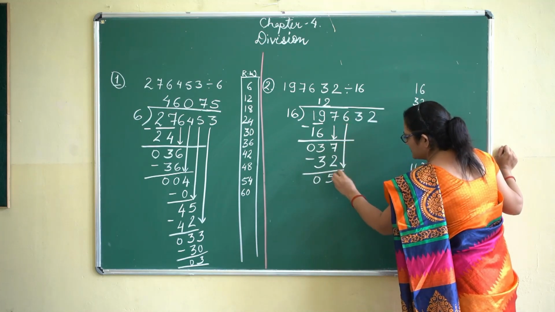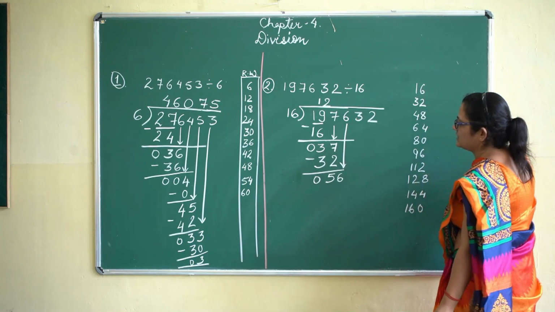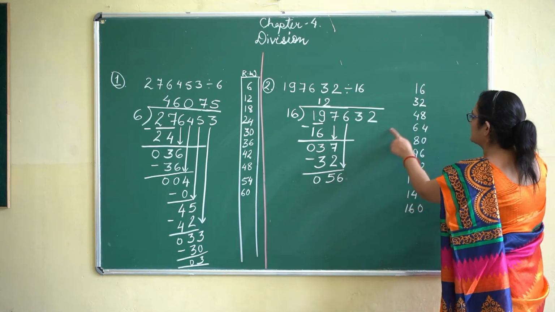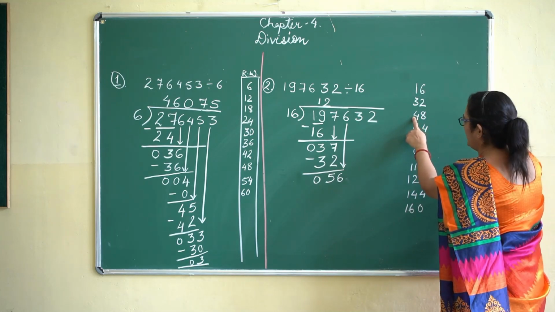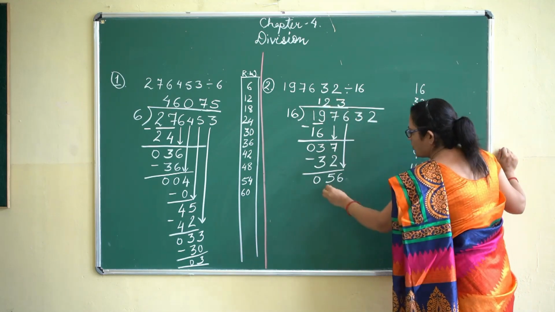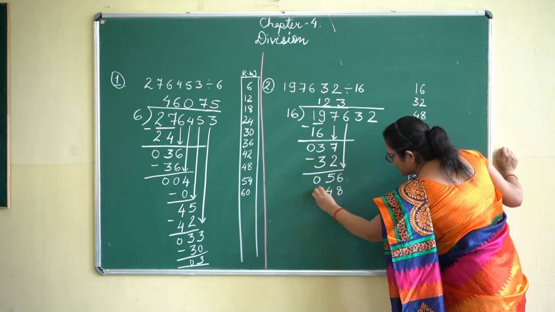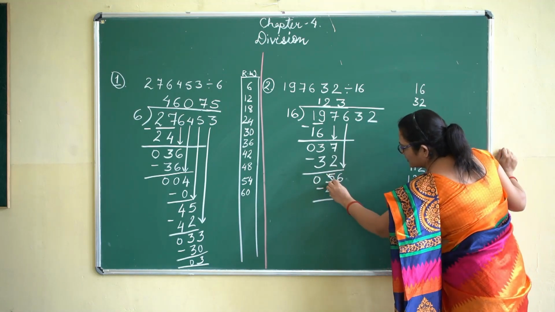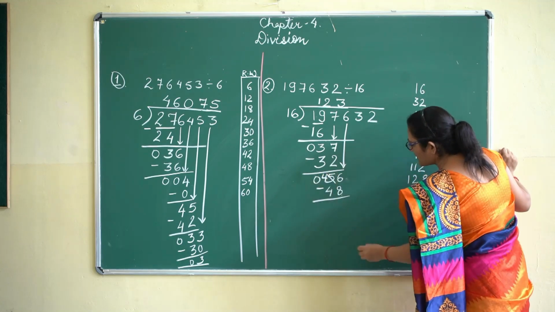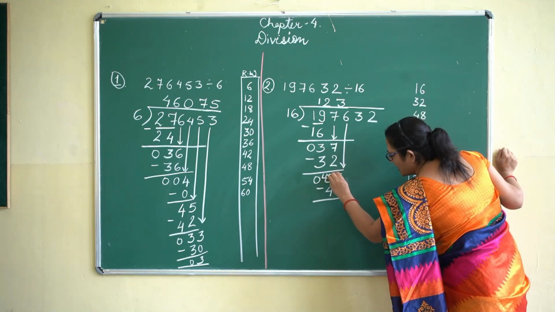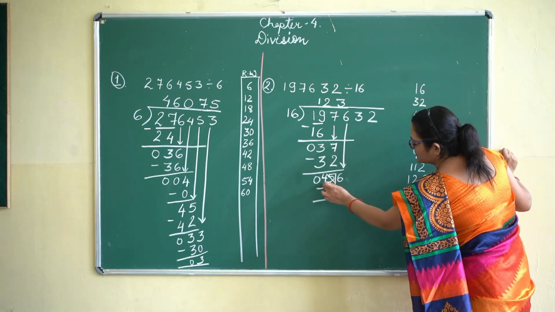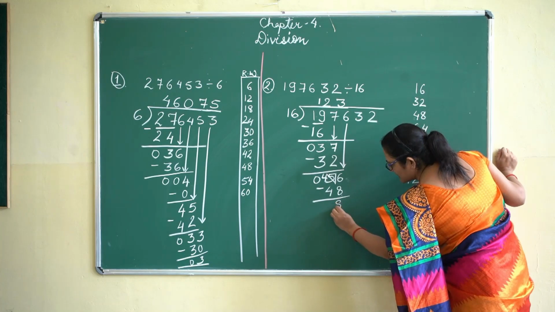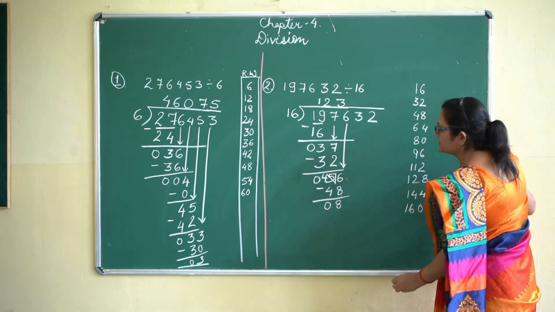We will bring the next number down. Again we will see, does 56 come in the table of 16? No, smaller than 56 is what? 48. So 16 threes are 48. Subtract. 6 minus 8, can we subtract? No. So what will we do? We will take a carry. We will cut 5 and write 4 and take the carry from 5. 5 becomes 4 and 6 becomes 16. 16 minus 8 is 8. 4 minus 4 is 0.